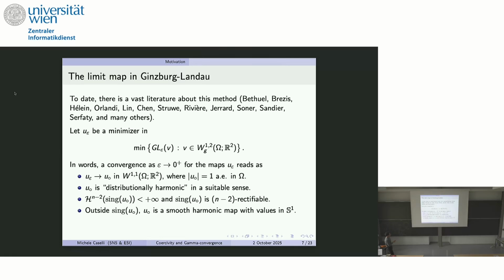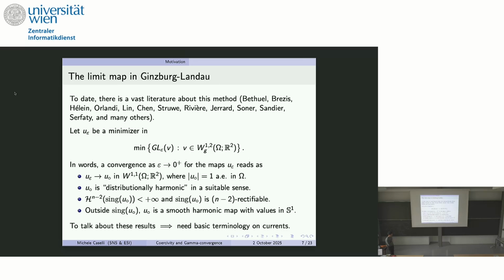Outside the singular set, U0 is a smooth harmonic map with values in S1. So you really have recovered a harmonic map in a lot of places, unless this rectifiable set is super wide, but okay. But to talk about these results, so our version of these results, the result that I presented here, is more about the convergence of the maps.